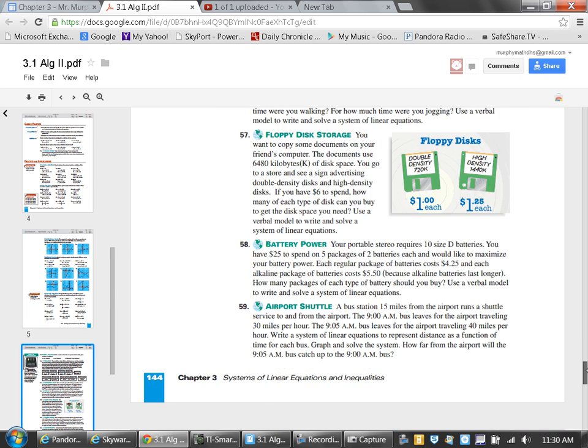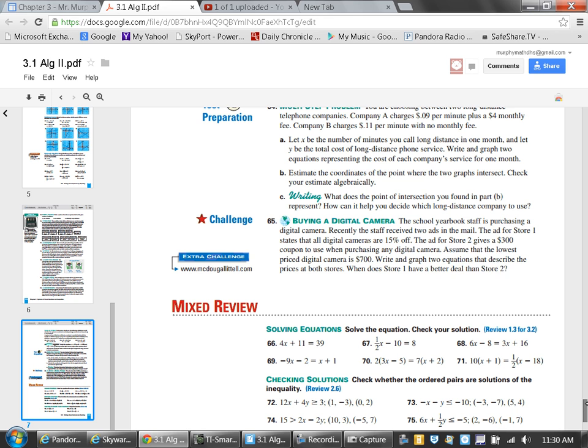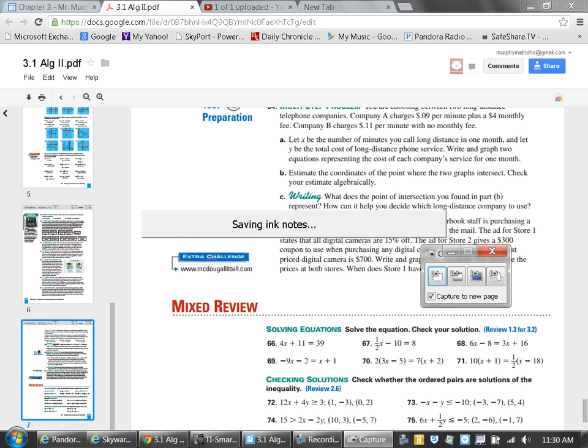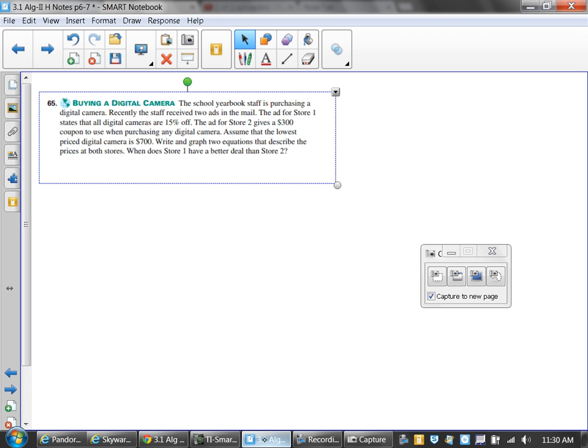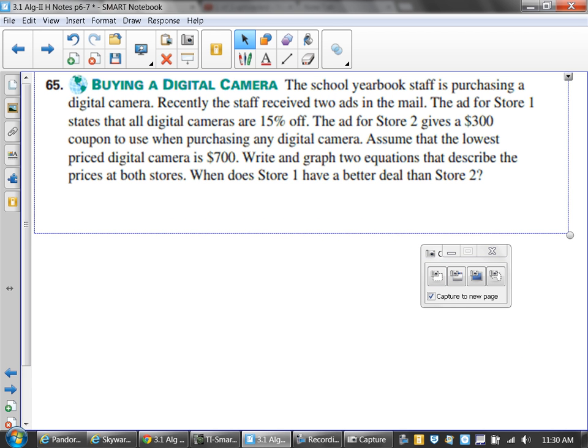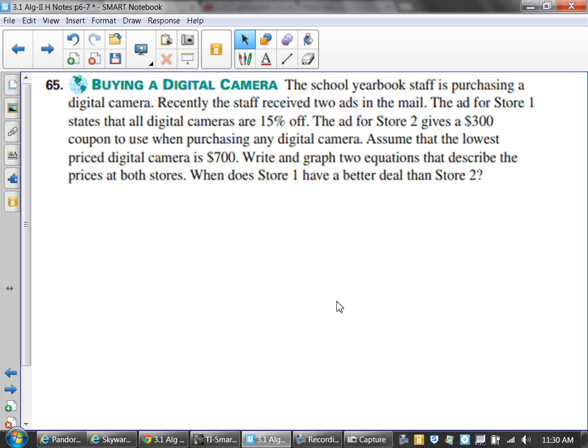Ladies and gentlemen, 65 is something that I hope you guys will start to do in real life. Try and find the best deal. One of the things that I want you to look at here is they're talking about something being 15% off. Do you guys know how to do quick calculations with your phone? If something's 15% off, what do you multiply it by? 0.85. Good.